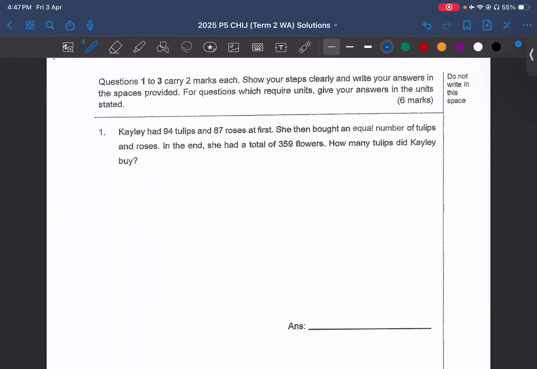Okay, so in this question, we're given a before, change, after. What we have before is the individual tulips and roses, and then we're given a change. In this case, the change is she bought an equal number of tulips and roses. And lastly, they tell us what we have left in the end, which is a total of 359 flowers. So I'm going to express this in a before, change, after.